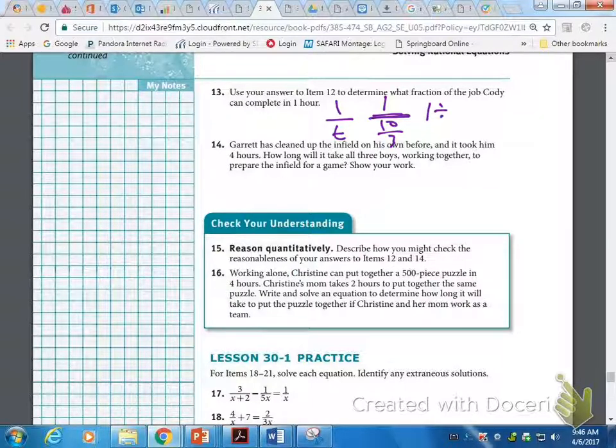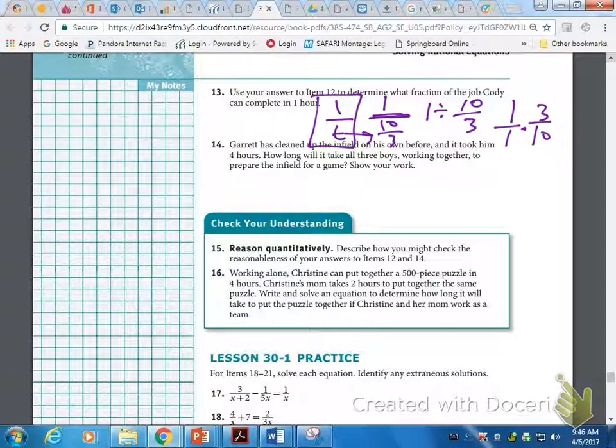1 divided by 10/3. And then we would rewrite that as what? Where did the 1 come from? That was what Cody was. Cody was 1 over T. Go back, that's what we represented Cody's rate as. So all I did was replace the T with what we found it to be, which was 10/3. Okay.